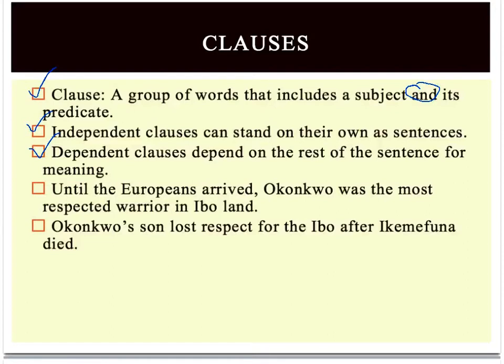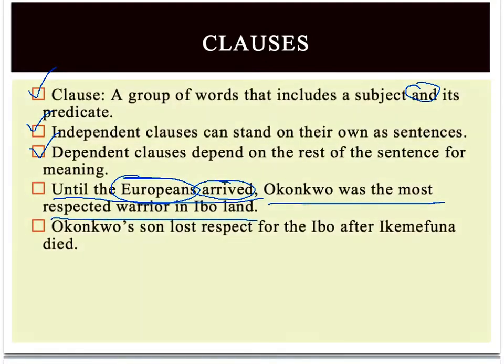Until the Europeans arrived, Okonkwo was the most respected warrior in Igbo land. There are two clauses in this sentence. Until the Europeans arrived, that is a clause, right? It has a subject, Europeans, and it has a predicate, arrived. Okay, and then here's the other clause. Okonkwo was the most respected warrior in Igbo land. That clause has a subject, Okonkwo, and a predicate, was.